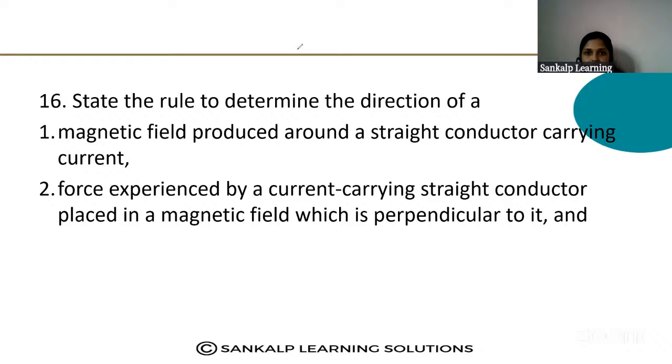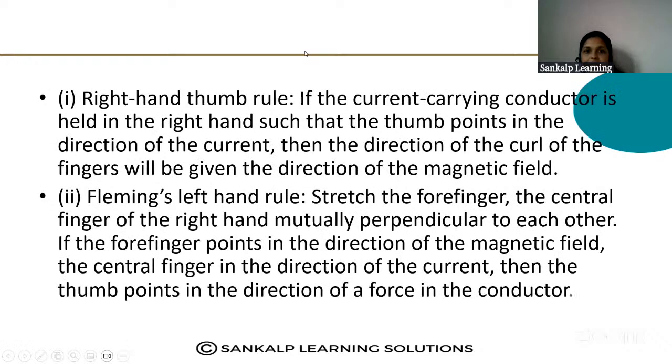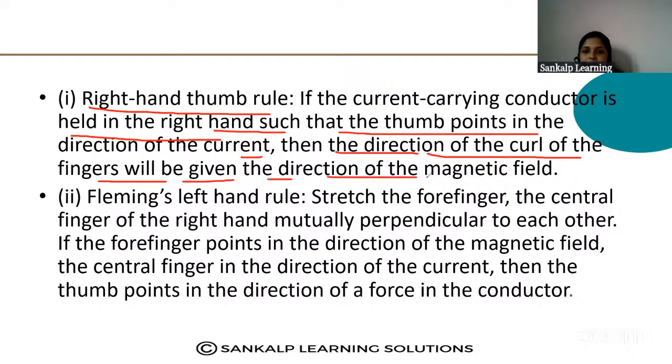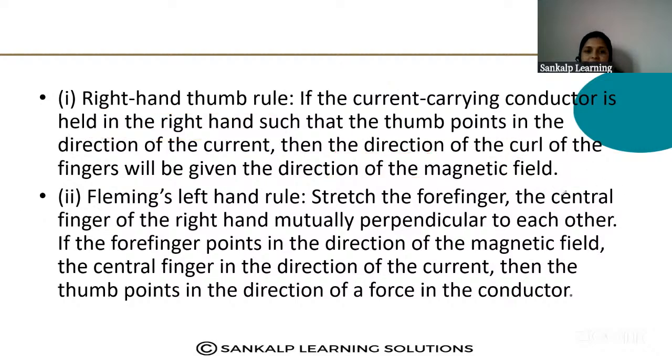So here the right hand thumb rule is used. If the current carrying conductor is held in the right hand such that the thumb points in the direction of the current, then the curled fingers give the direction of the magnetic field. Next one, Fleming's left hand rule.